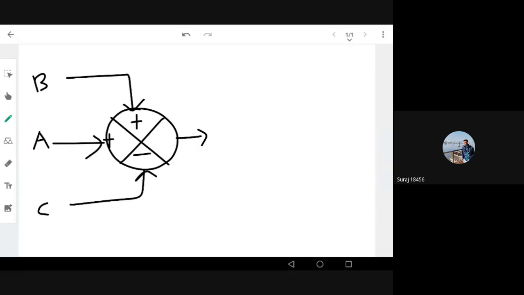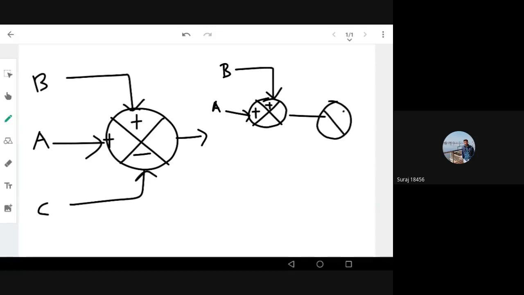Two signals are coming, so I can have one summing block here. B signal is coming here, A signal is coming here. So both are plus, plus. Then I can have another summing block here, with this signal plus here, because here it is A plus and B plus. Here I have A and B plus, so I add plus here, and C here you can see it is minus, so C minus, right?